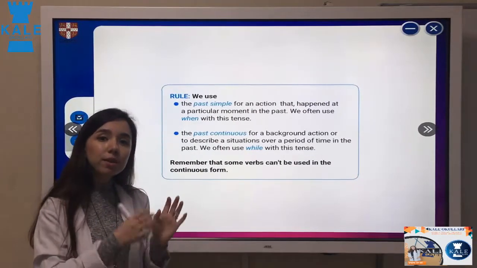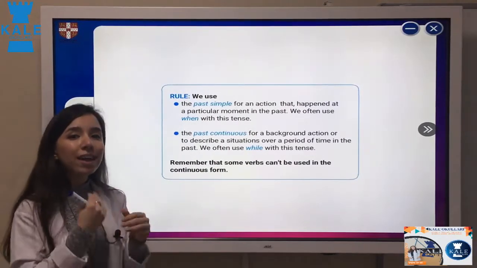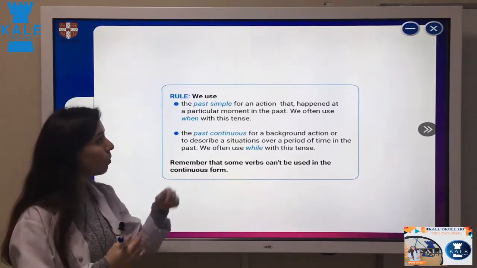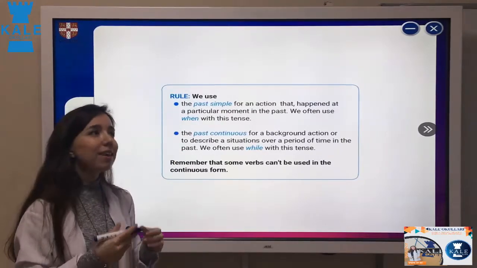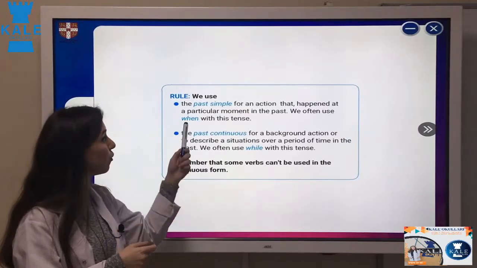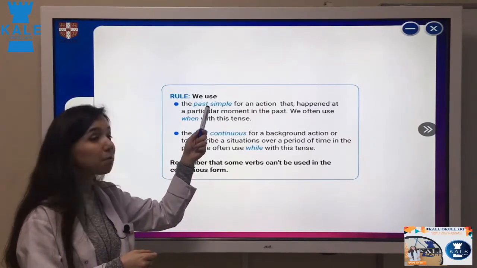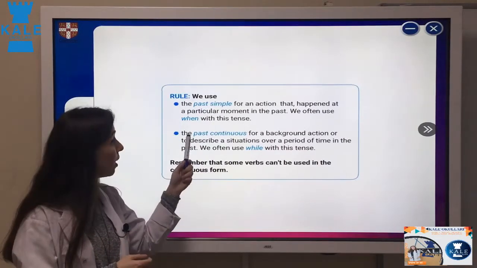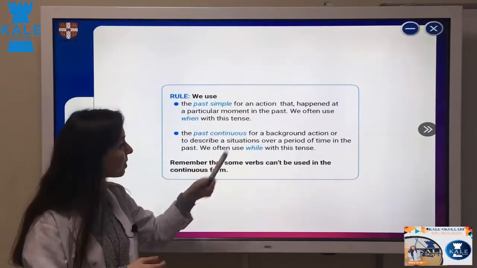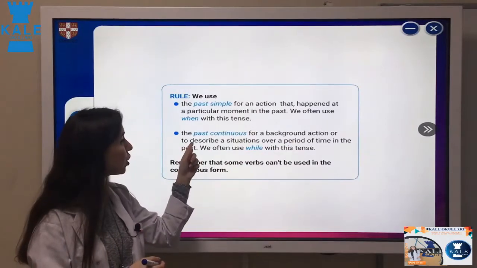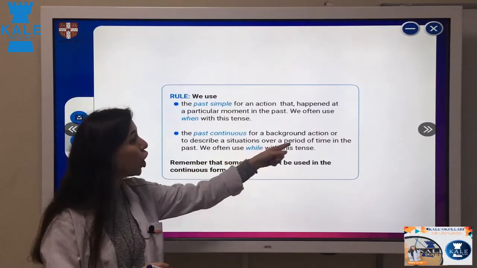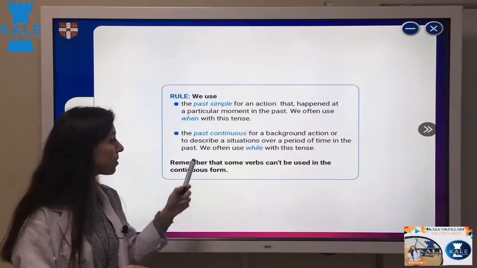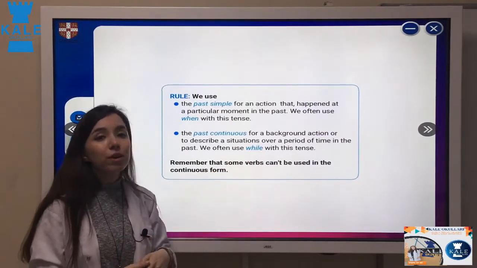At the same time, in this lesson we can also talk about when and while. When do we use when, and when do we use while? Normally, I can say in 90% of sentences we use when with past simple and while with past continuous. But we use past continuous for a background action or to describe a situation over, as I told you, a period of time in the past. We often use while with this tense.